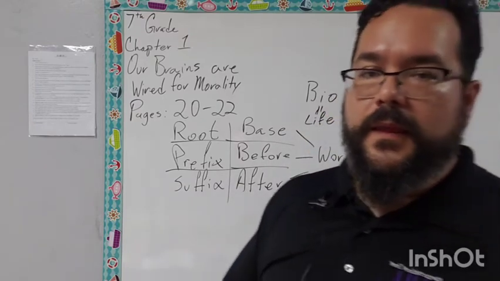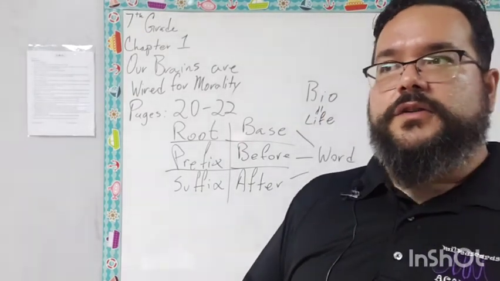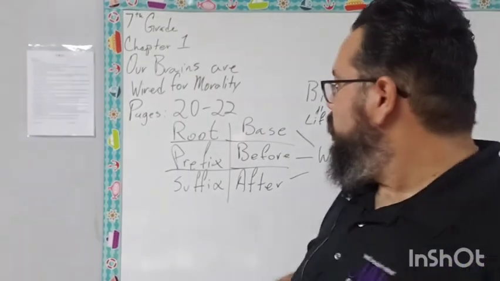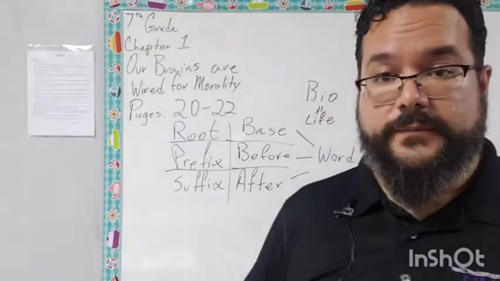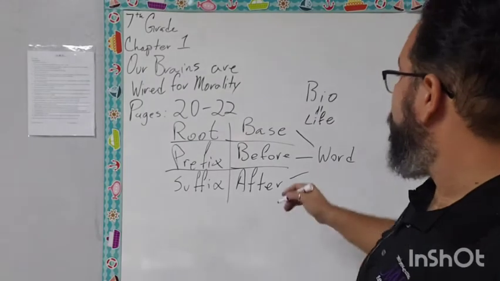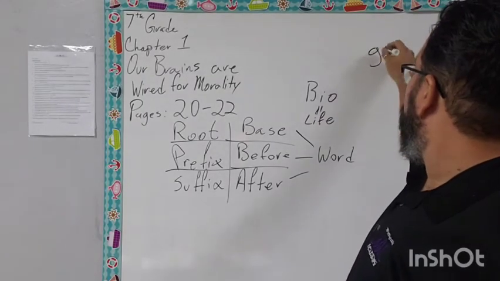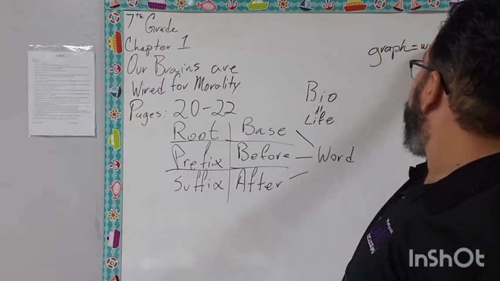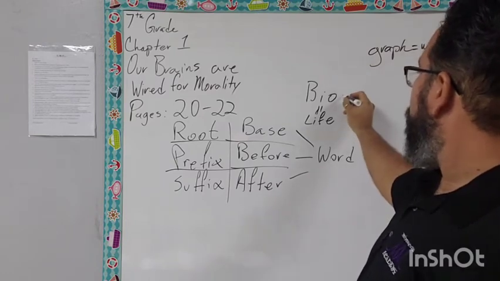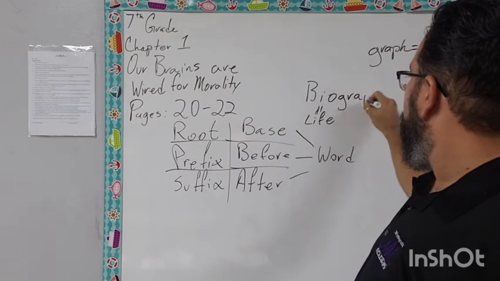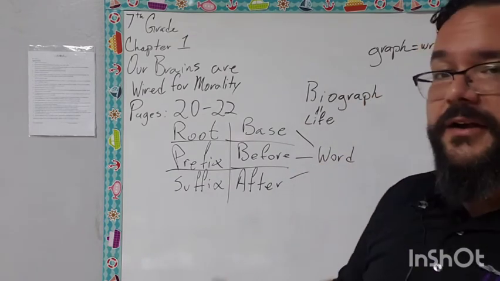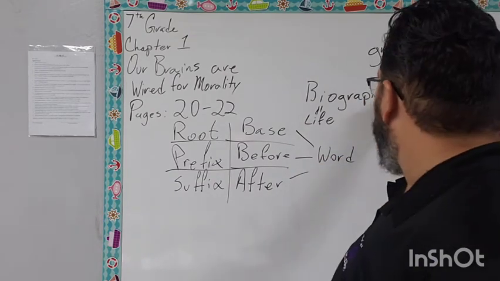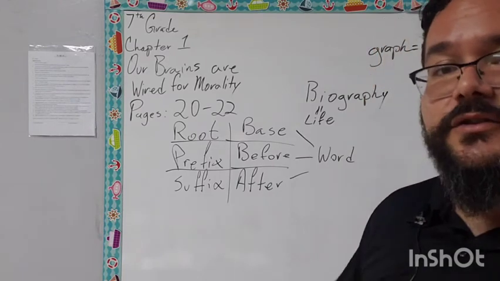Now, if we're talking about, we're gonna add a suffix to it, right? We can talk about graph. Graph means writing in Greek, right. We add graph. But because biograph is not a word, we're gonna add biography, which adds to that person.